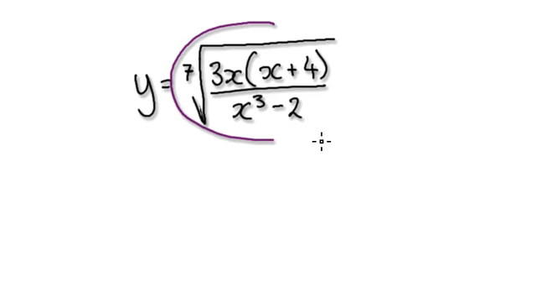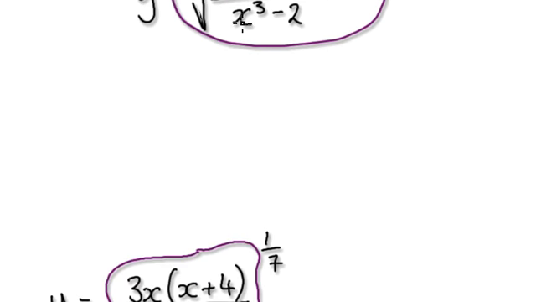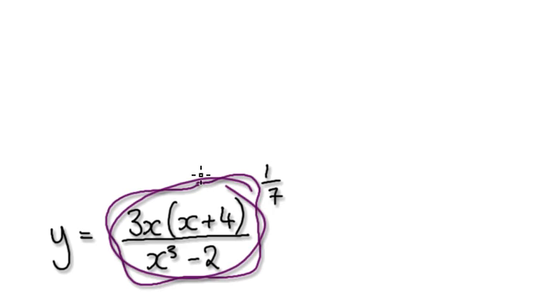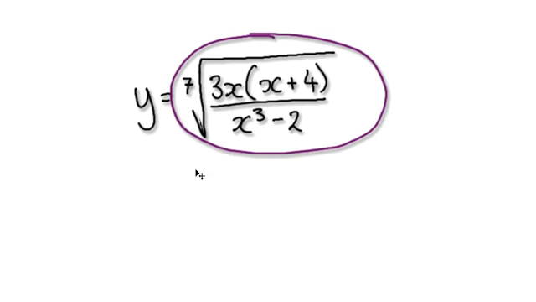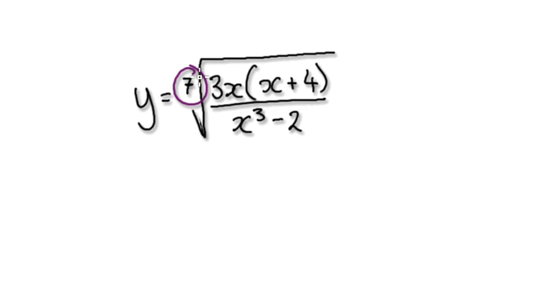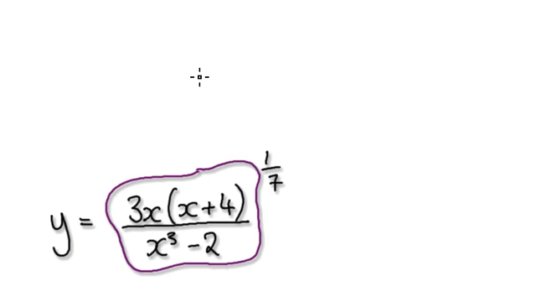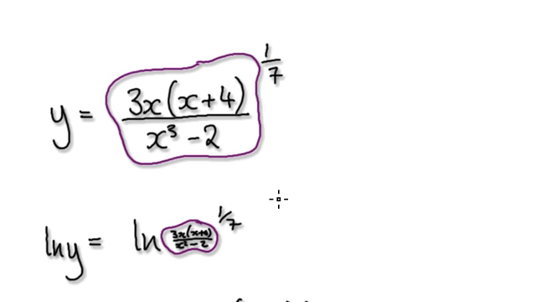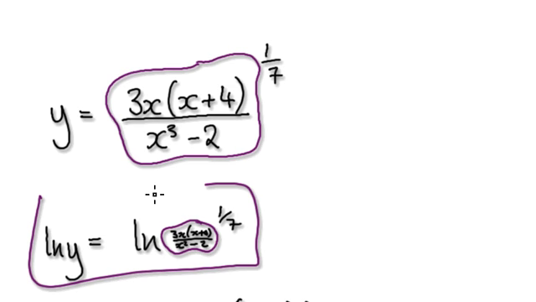Okay, so to do this here, visualize this whole thing here as this. So rather than having the seventh root here, visualize it as to the power of 1 over 7. So now take the natural log of both sides. That will then give you this here.